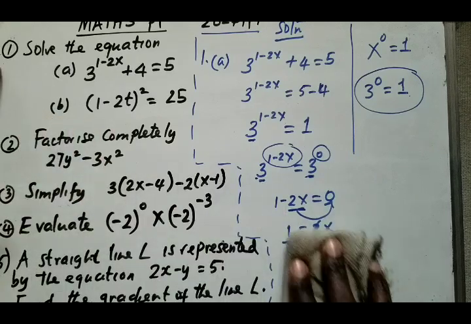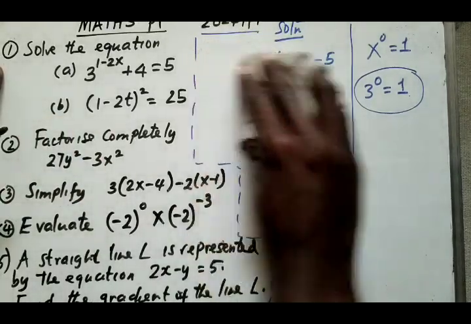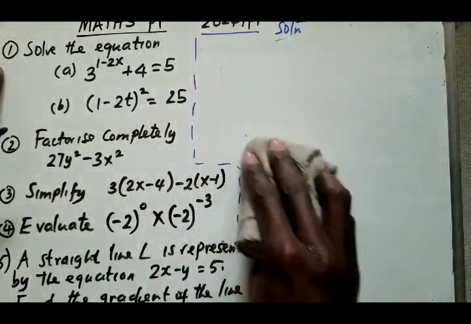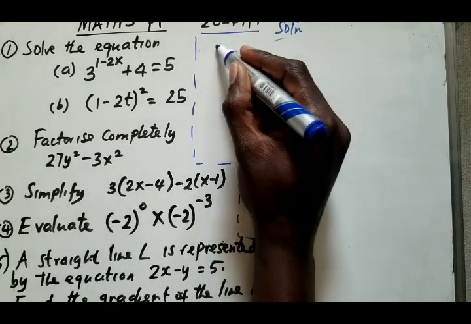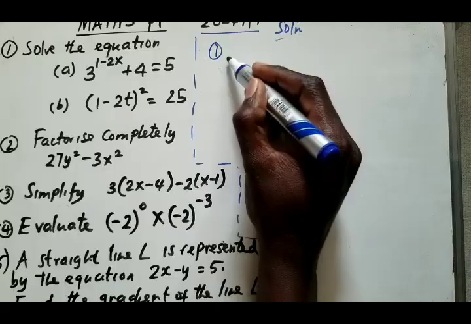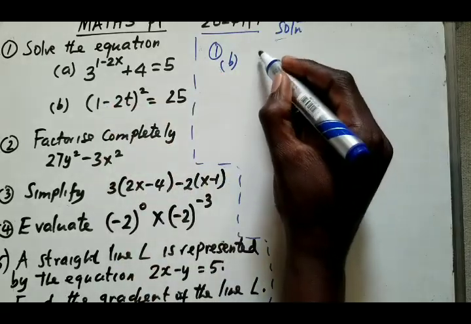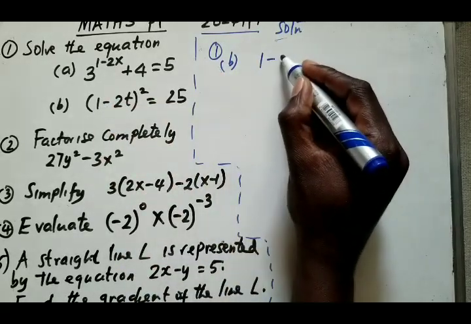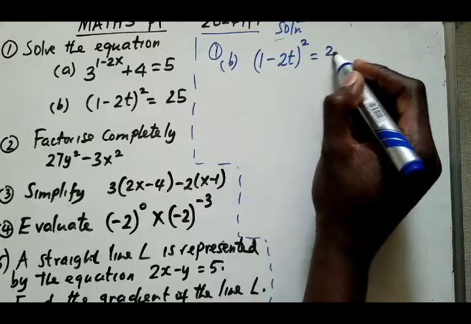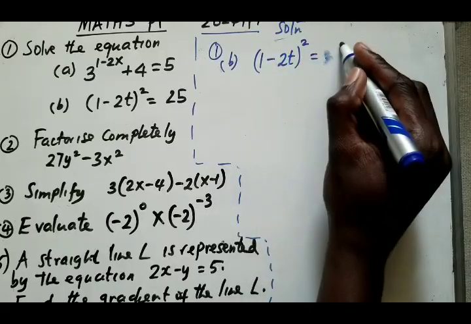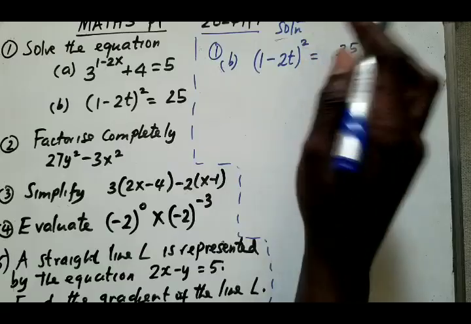Let's look at number 1b and see how you can solve that one. Again, it was saying solve the equation, and it carried 2 marks in this 2024 paper 1. How do you solve such an equation when you find 1 minus 2t, all raised to the power 2, is equal to 25? Well, you don't need to struggle.